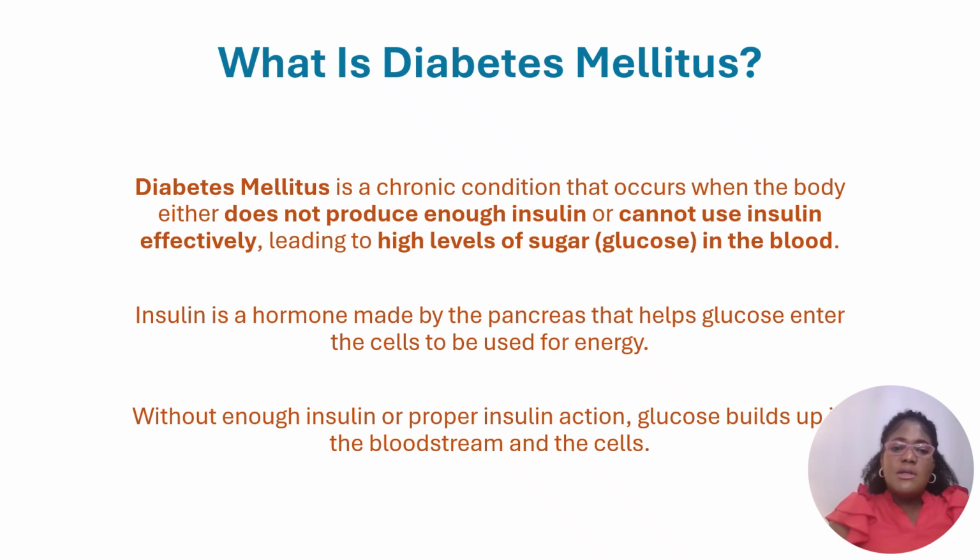What is insulin? Insulin is a hormone that's secreted by the beta cells of the pancreas, and it helps glucose to enter the cell so that this glucose can now be turned into energy for cell function. Without enough insulin or proper insulin action, glucose will build up in the blood and in the cells.